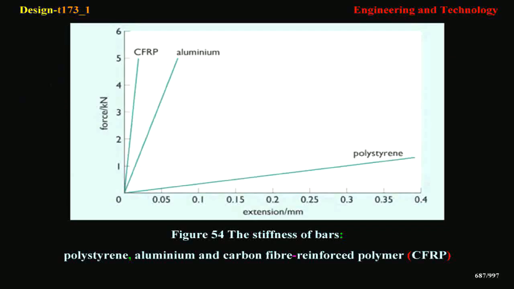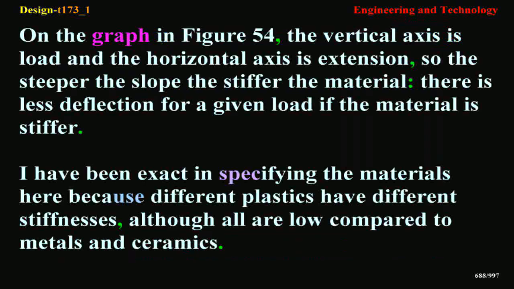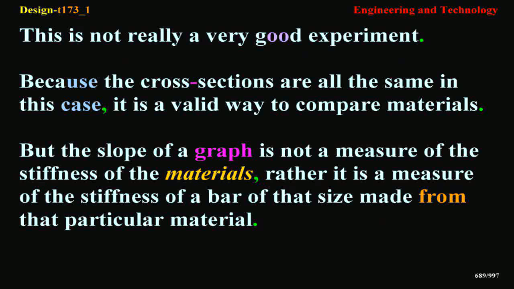Polystyrene, aluminum and carbon fiber reinforced polymer (CFRP) are on the graph in Figure 54. The vertical axis is load and the horizontal axis is extension, so the steeper the slope, the stiffer the material. There is less deflection for a given load if the material is stiffer. I have been exact in specifying the materials here because different plastics have different stiffnesses, although all are low compared to metals and ceramics. This is not really a very good experiment.